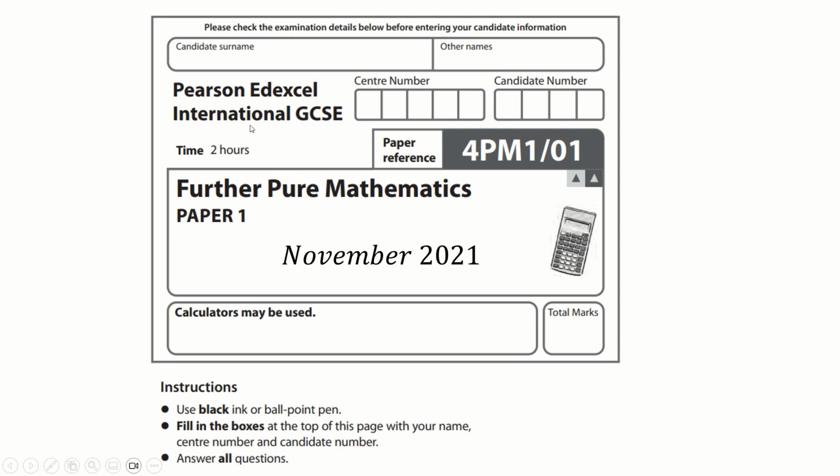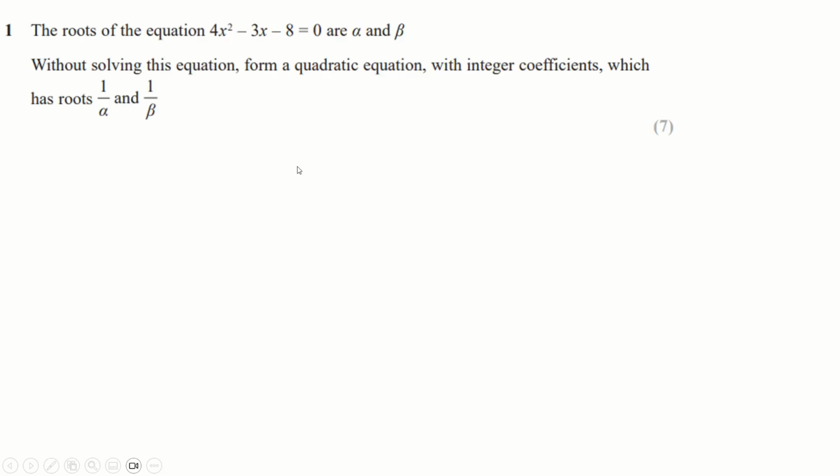This is the Pearson Edexcel IGCSE Further Pure Maths Paper 1 from November 2021. The first question is all about roots. So here clearly alpha plus beta is minus 3 over 4, which is plus 3 over 4, and alpha times beta is minus 8 over 4, which is of course minus 2.